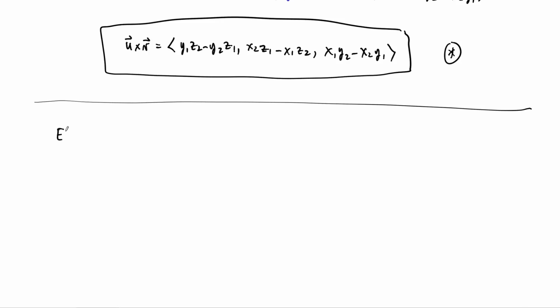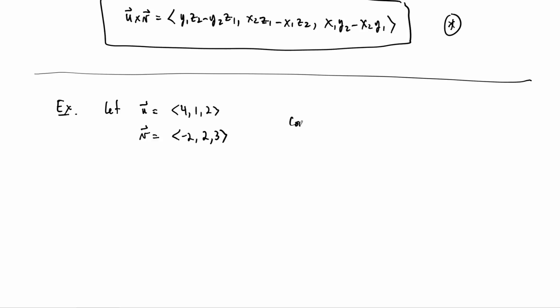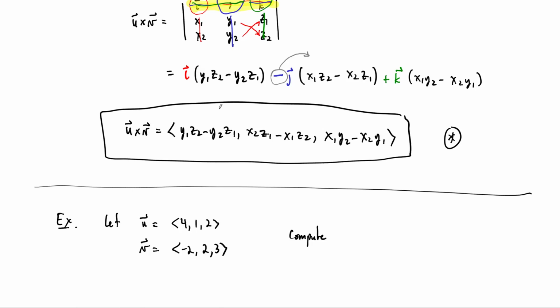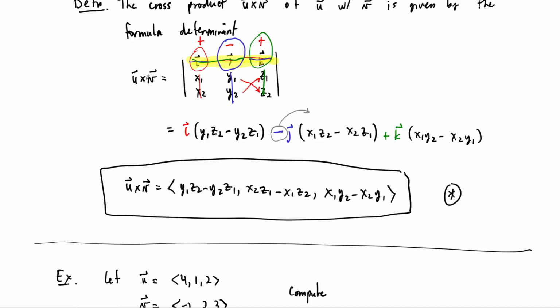So here's an example. Let U equal 4, 1, 2, and V equal negative 2, 2, 3. And I want to compute the cross product between these, all right? By the way, remember the order really matters. One of the reasons that the order definitely matters when you do U cross V versus V cross U is all these minus signs.